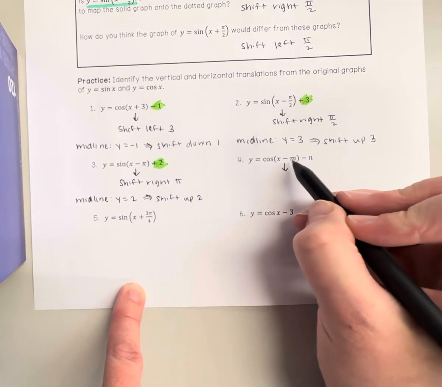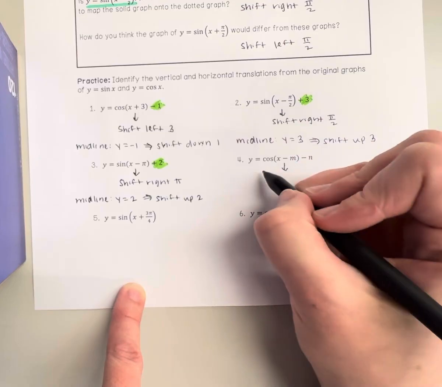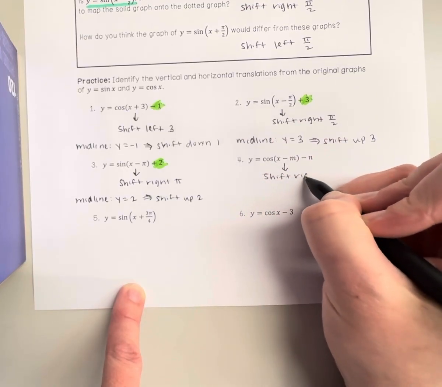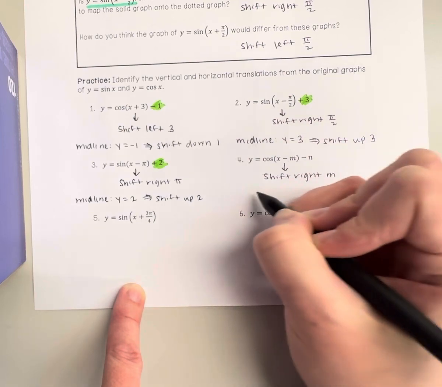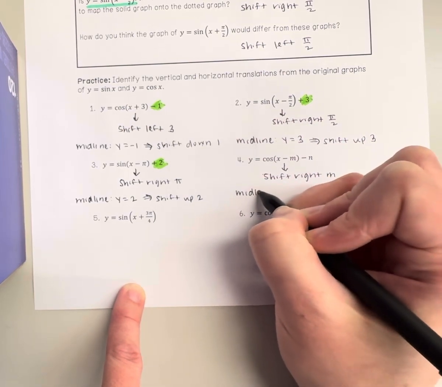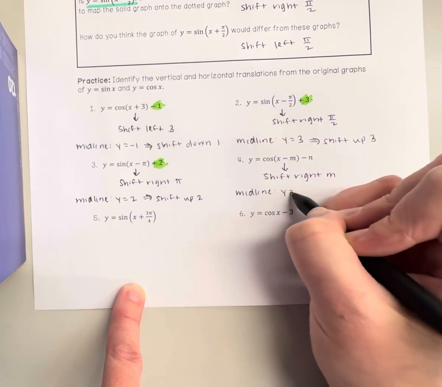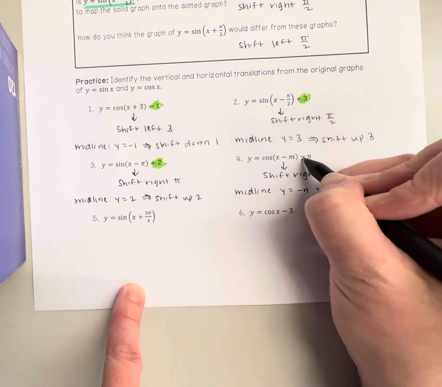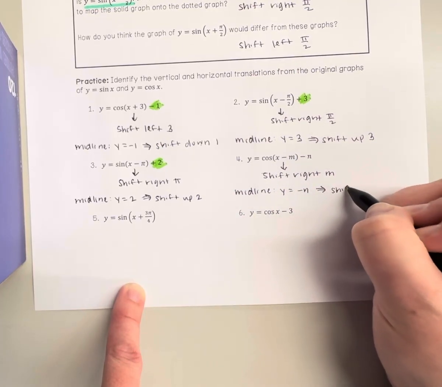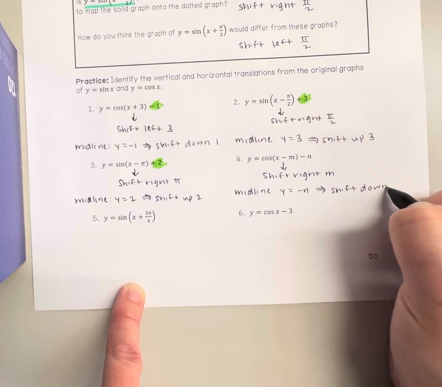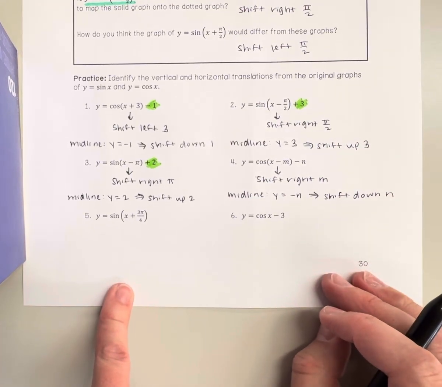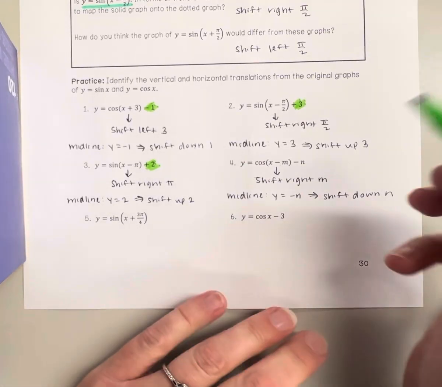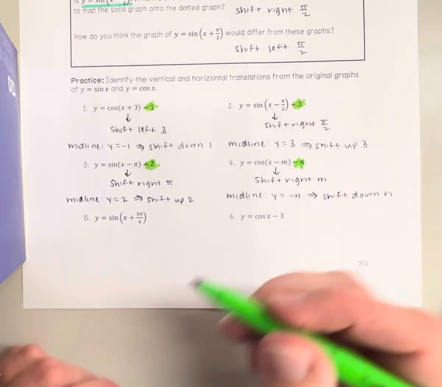All right, you can do this with letters as well. So x minus m is the same thing as saying we shift, minus means we're shifting to the right, m. And for the midline, we know the midline is at whatever negative n is. Since it's a minus, that means we've shifted down n. Now we don't have to have shifts that are both left or right and up or down. We can just have one.